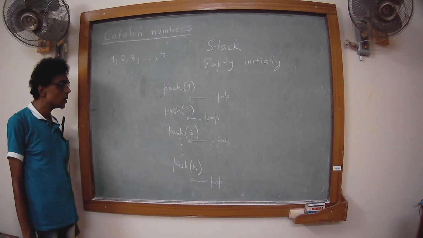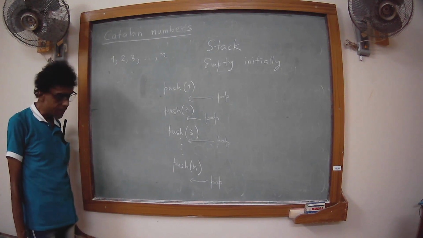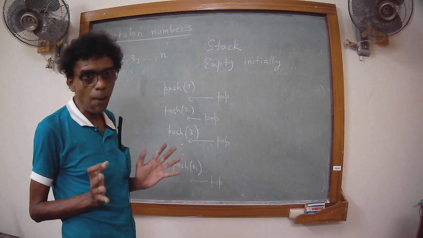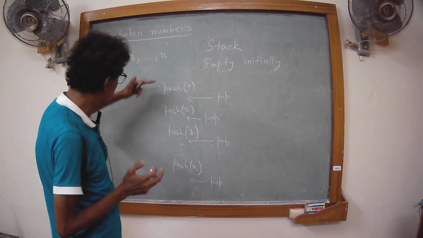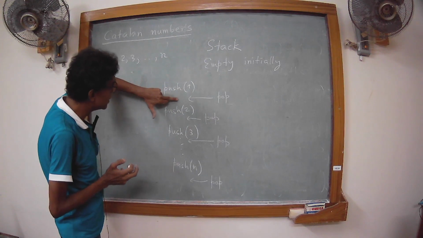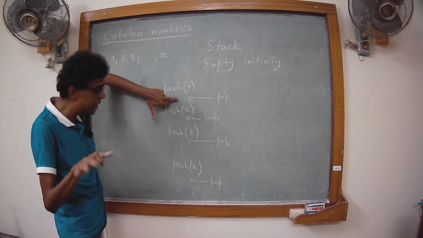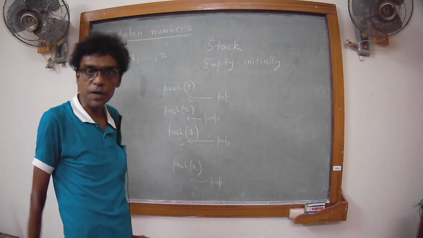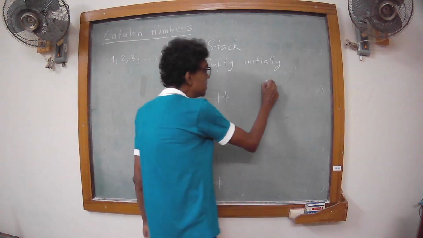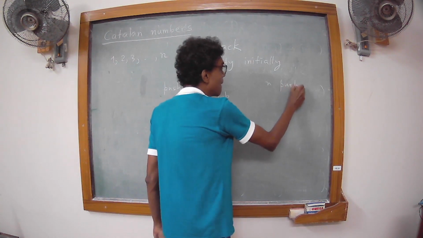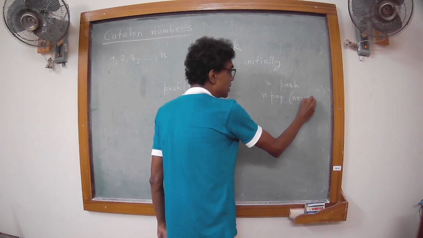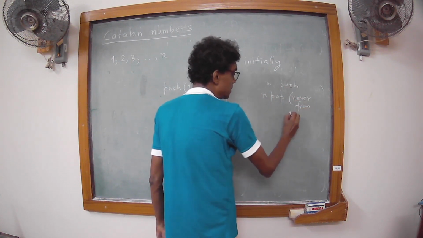Now, there is one restriction. You never make an attempt to pop from an empty stack. For example, if it is push 1 and you say pop 1, the stack becomes temporarily empty. Before pushing 2, you are not allowed to make another pop operation. So n pushes, n pops, never from the empty stack.